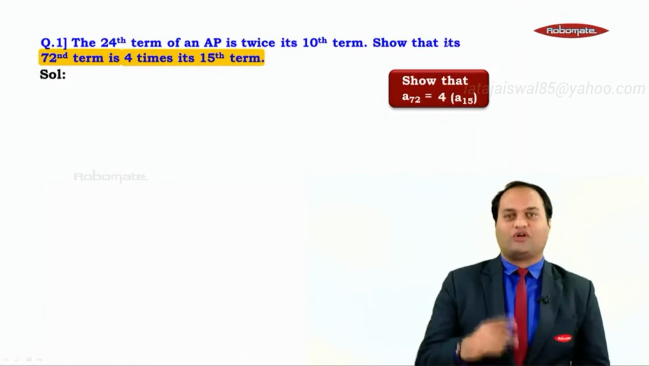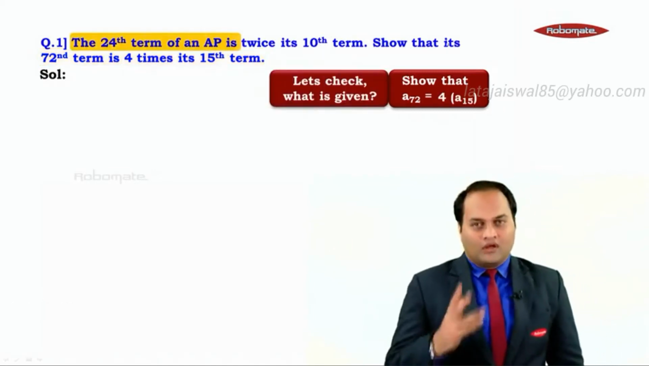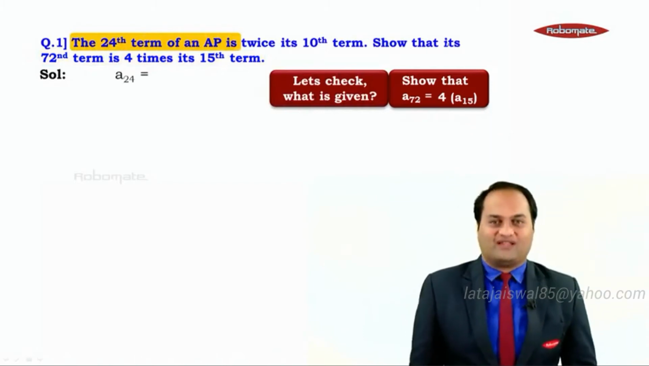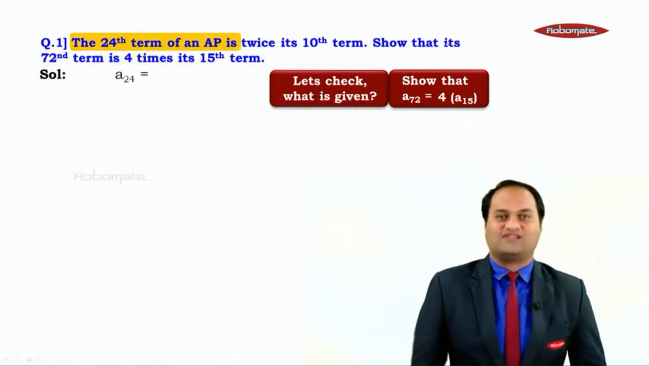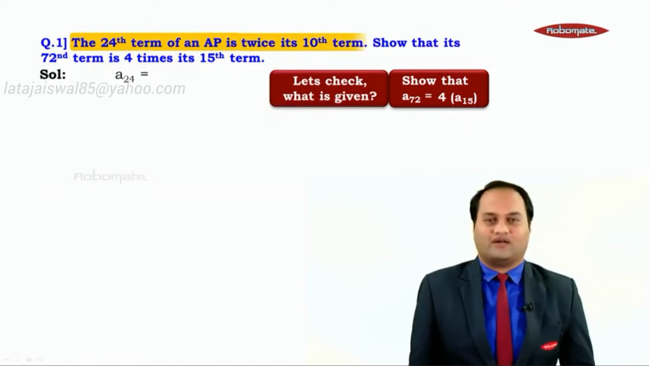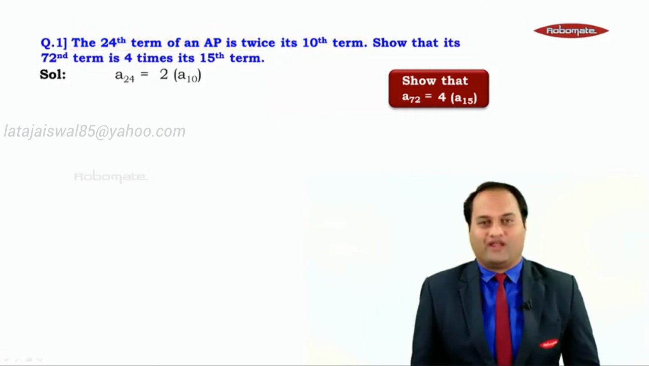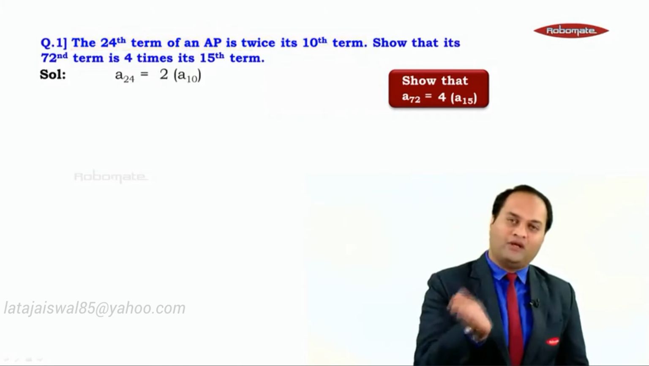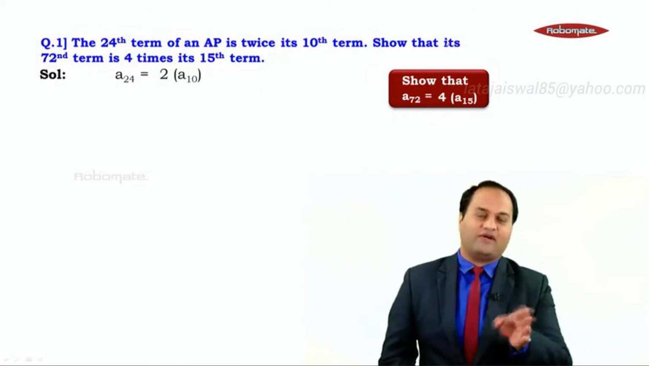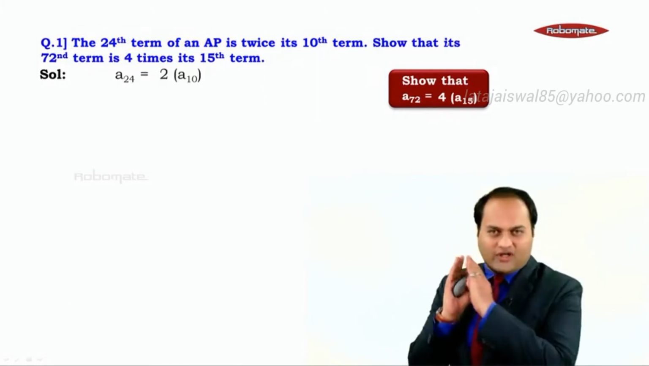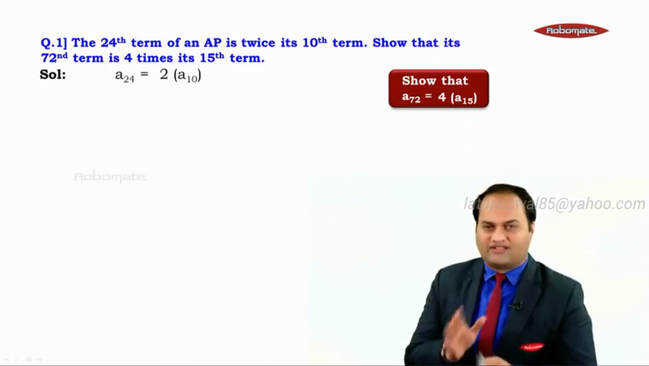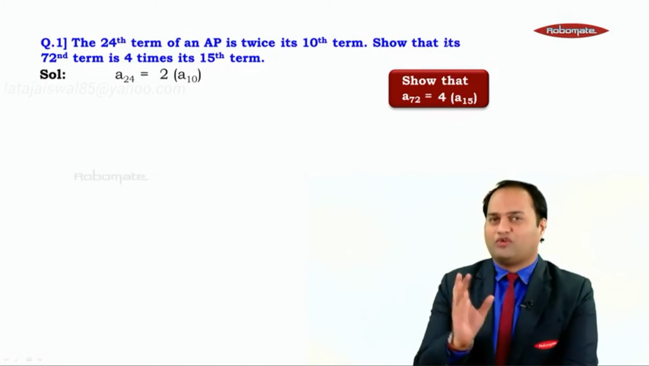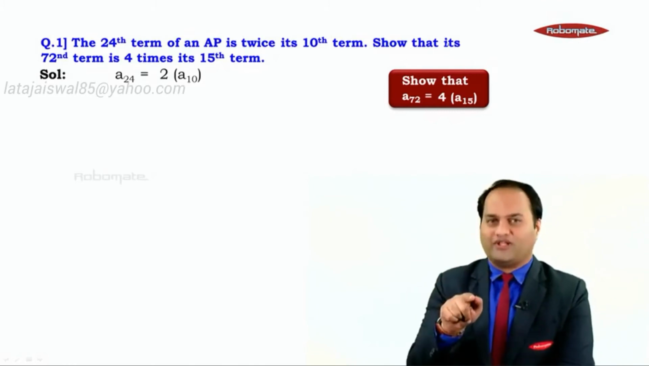And to show this, what is given to us? It's given that the 24th term of an AP, that's A24, is twice its 10th term, that's 2 into A10. Let's simplify this. We will get something and then we will show that A72 is 4 times A15. Right now concentrate only on what is given. Remember, in such sums wherever a condition is written, we used to substitute their formula there itself.